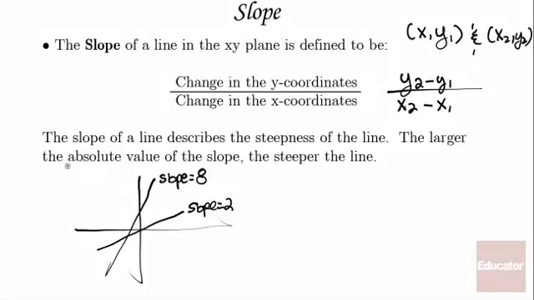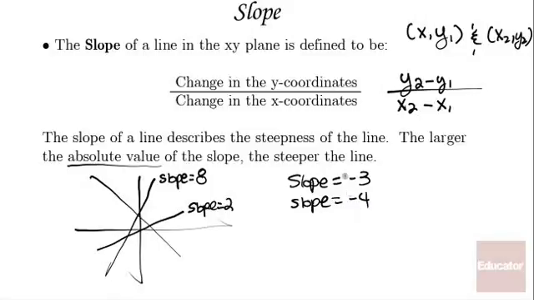But remember, I mentioned absolute value. The reason we talk about absolute value is the negative and positive sign doesn't tell you about steepness. It just tells you what direction the line is sloping. Is it sloping down towards the right, or is it sloping up towards the right? That's what negative and positive tells you. The absolute value tells you about steepness. So if I have a slope of -3 and another slope of -4, the absolute value of -3 is 3, the absolute value of -4 is 4, so this line is going to be steeper.